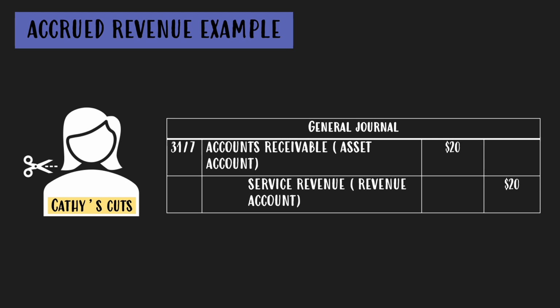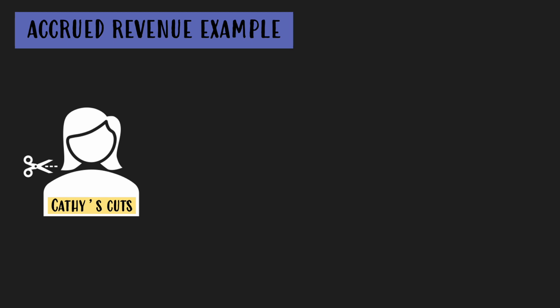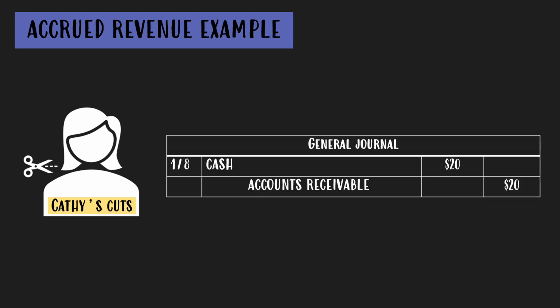This journal entry shows that Kathy's Cuts has provided their service and is awaiting payment from the customer. When the customer pays for the haircut on the 1st of August, Kathy's Cuts debits their cash account and credits their accounts receivable by $20. This journal entry reflects Kathy's Cuts' collection of the receivable for their service.